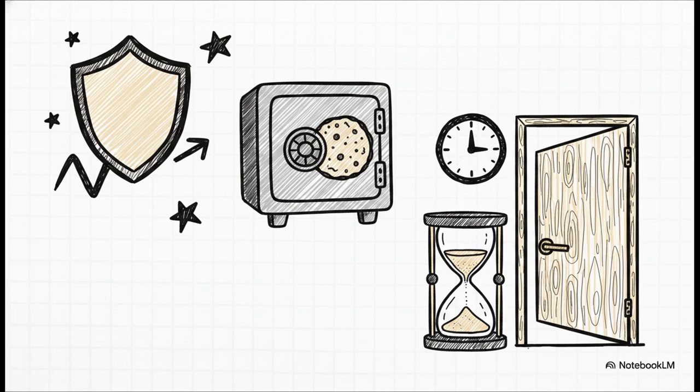HTTPS is step one. It encrypts the traffic so your ID can't be read while it's traveling over the network. Then you have the HTTP-only flag on your cookie. That is like locking your session ID in a glass vault. Your browser can send it to the server, but malicious JavaScript running on the page can't reach in and grab it. And the secure flag makes sure it only travels over encrypted connections.